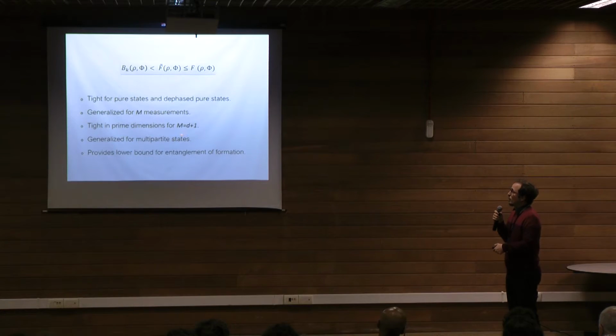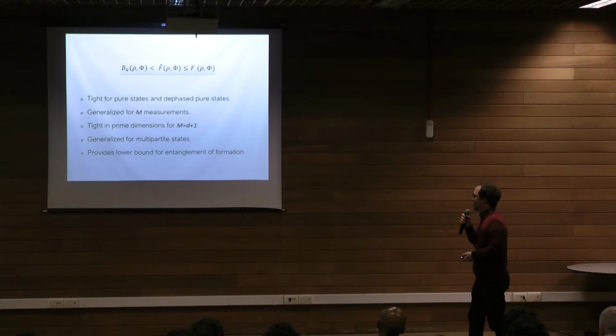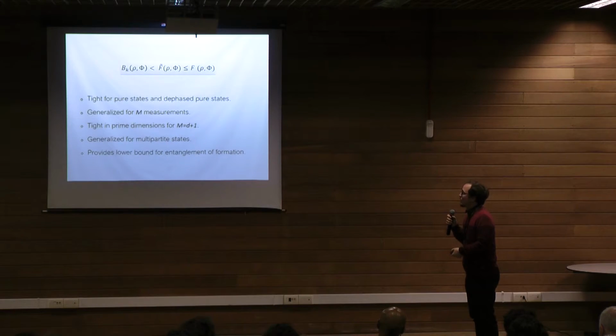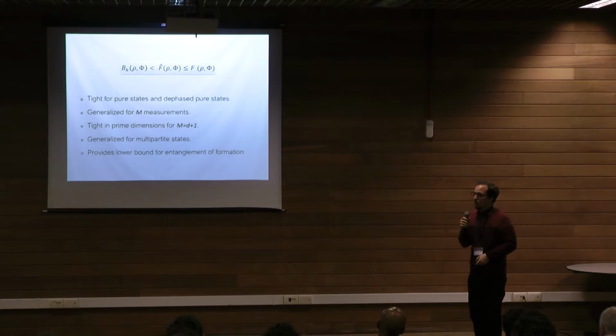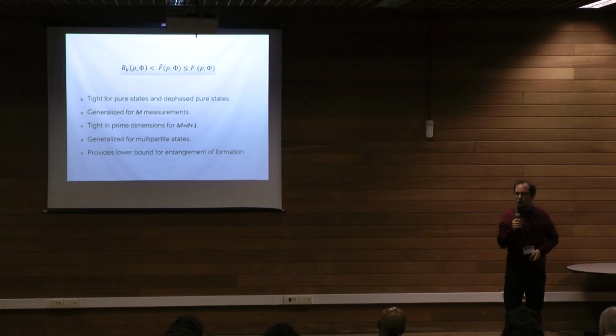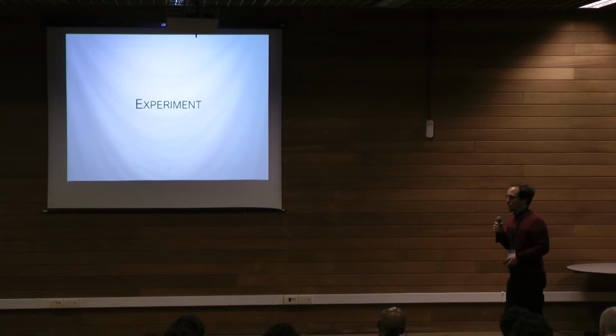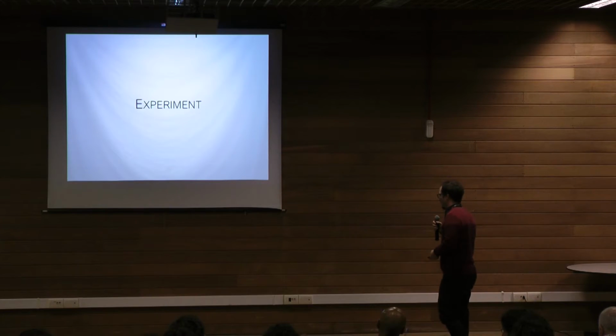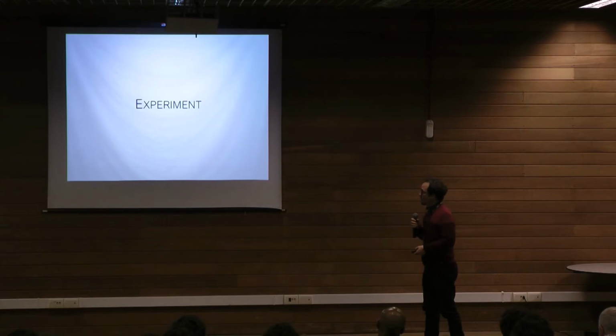Turns out you can also generalize this for multipartite states, so you can use very similar methods for GHZ-like states and so on. And of course, this is just an addendum: if you have fidelity, you can get lower bounds on entanglement of formation as well, just from the fidelity. That's pretty good. Now, the experiment, okay? So we did this theory part, and then it was implemented in a lab.